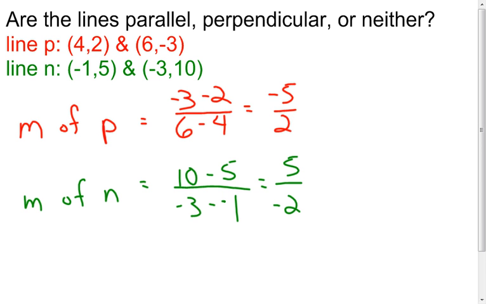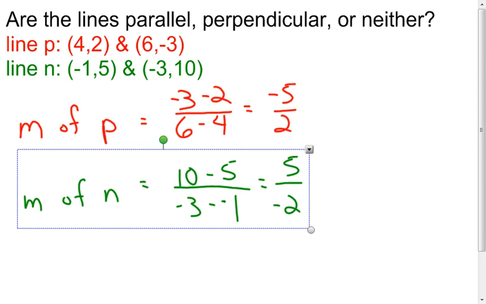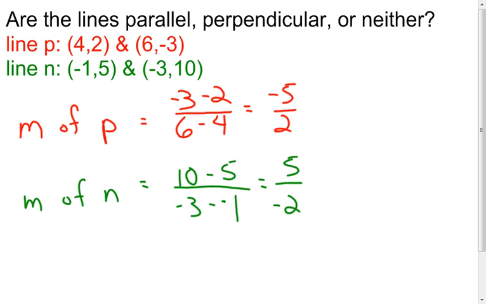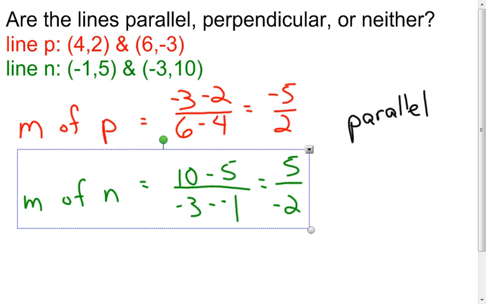Now some of you are going to look at this and say, well, those slopes aren't equal because in the top one the slope is -5 over 2, and in the bottom one the slope is 5 over -2. But really, both of those are saying slope of -5 halves. So yes, these two lines are going to be parallel. Now, had one of them been positive and one of them been negative, then you would have been looking at neither. And if I had taken, let's just say, the green one, if I would flip it, so now it's 2/5, and leave it positive, then we would have had perpendicular.